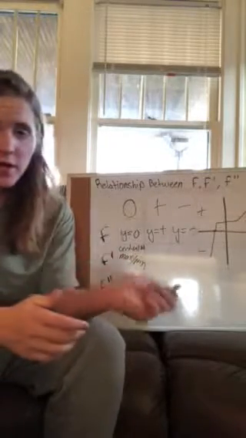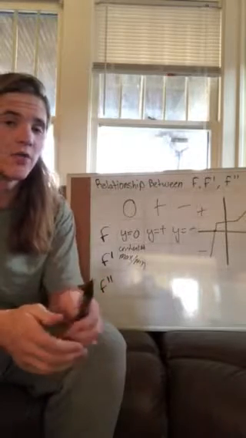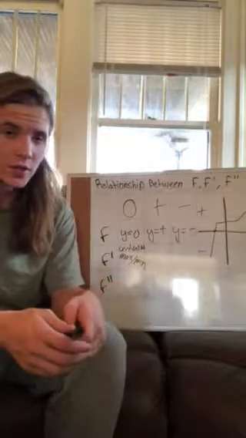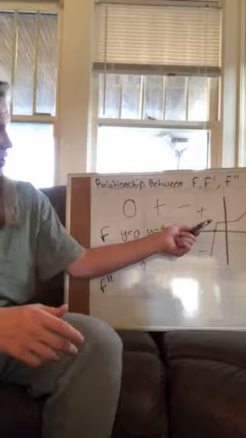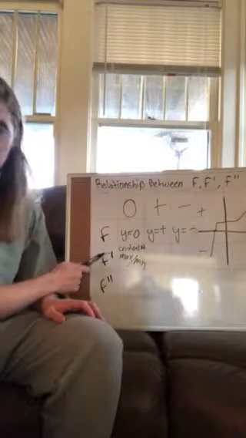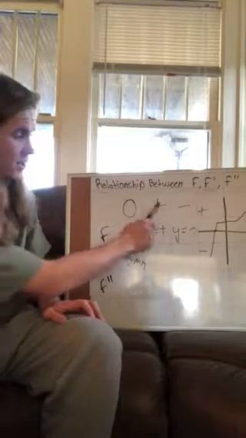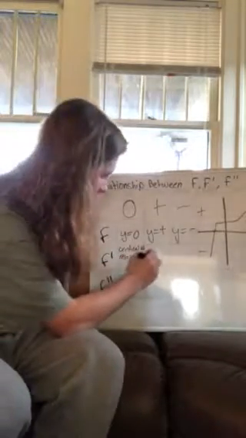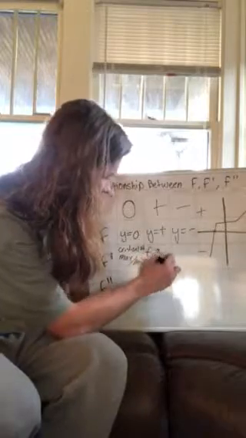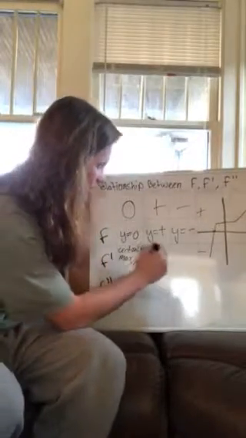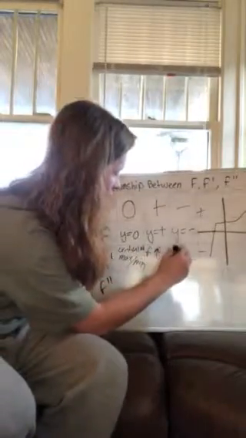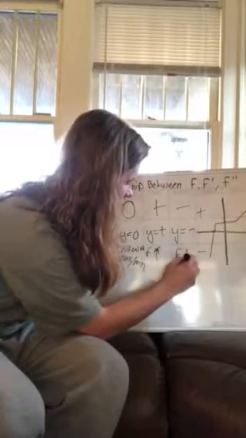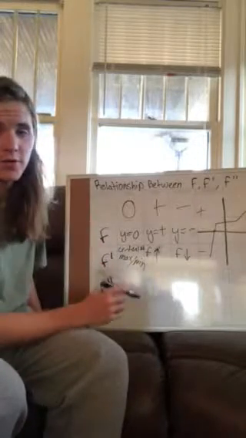So for the positive and the negative, we actually have to look at if f is increasing or decreasing. So if we look here, f is increasing, which means f prime would be positive. So when the graph of f is increasing, it means that your f prime is going to be positive. When the f graph is decreasing, it means that your f prime will be negative.